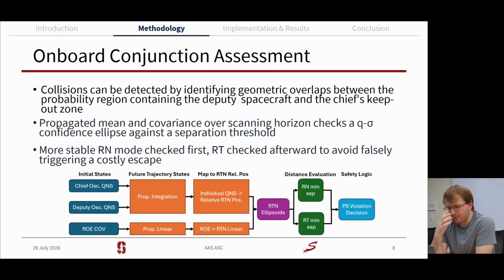The RT plane is very sensitive to onboard relative state uncertainty, especially in the along track direction, due to things like relative differential drag and ballistic effects. It is a very unreliable way to guarantee separation, and so we focus mainly on separation in the RN plane, but the RT plane can be checked as a backup.